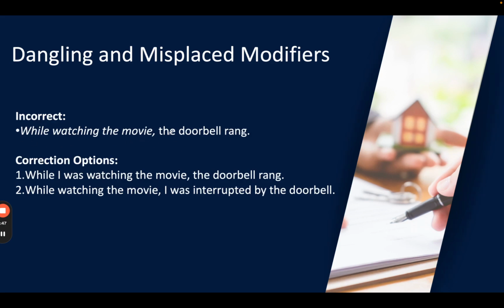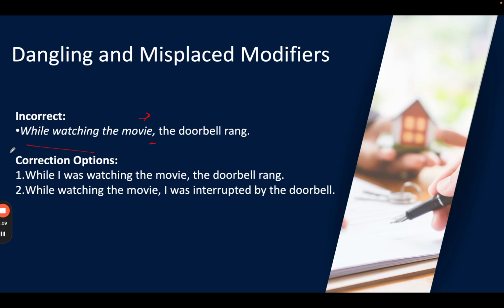Now let's look at the first sentence. "While watching the movie, comma, the doorbell rang." Now, what is the first part of the sentence doing? It's introducing a sentence, right? While watching the movie, something happened. Now, tell me one thing. Do we know from this sentence who was watching the movie? We don't know. We have no clue because the sentence has not mentioned anywhere who was watching the movie. And that's pretty crucial for the sentence because that's the subject of the sentence.